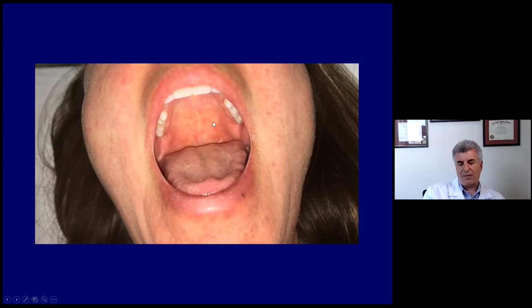These are petechiae. So remember, even though the cranial to caudal spread of the rash may make you think of measles, there are other viruses that can do it as well. We've seen cases at the Brigham, actually, of enterovirus mimicking measles.